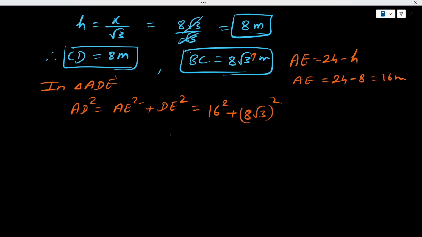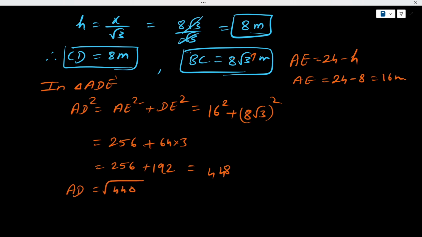Now simplify this. 16 square is 256 plus 64 times 3, which is 192. If you take this 256 plus 192 and do further simplification, you get 448, right? So what is the length of AD? If you take it here, root 448.